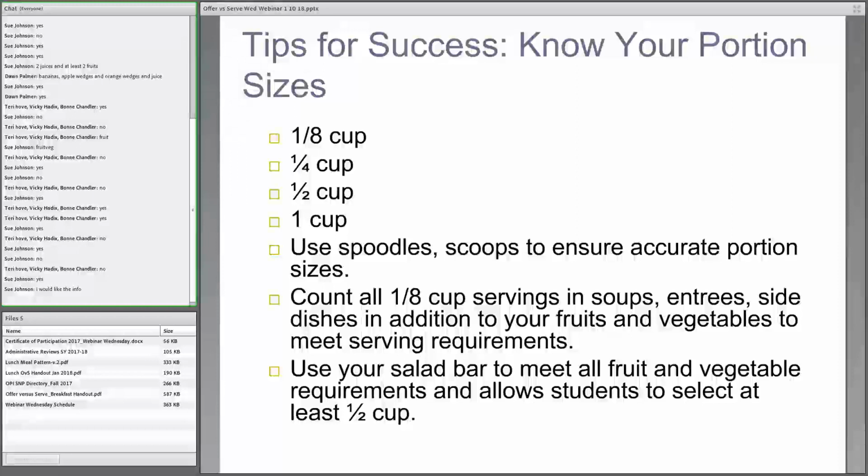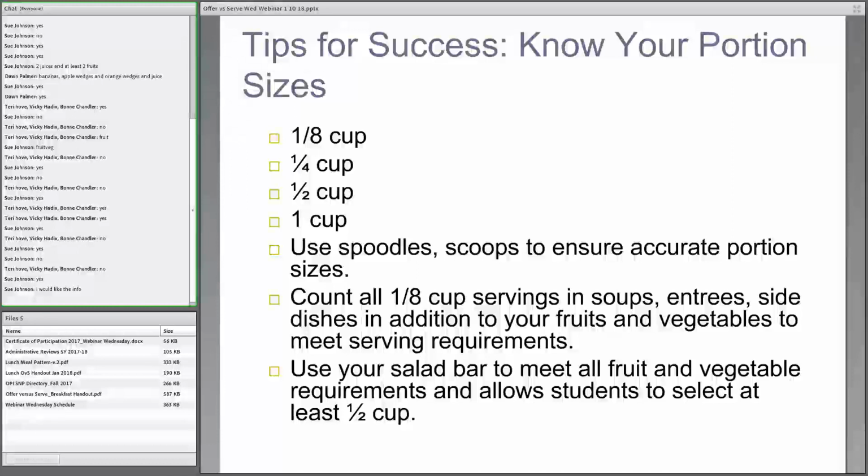The other thing you can do with your production records is make sure you have it clearly written what portion size, what spoodle, what size ladle needs to go into each menu item that day, so that you're not over serving things on the students' trays.